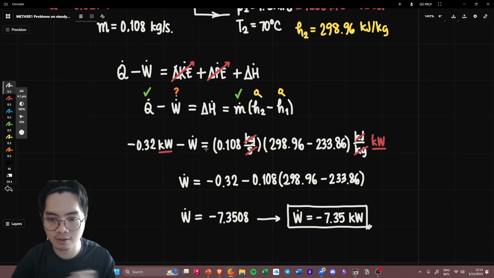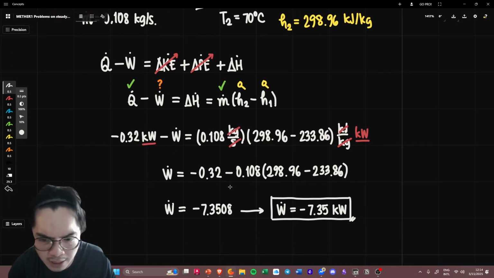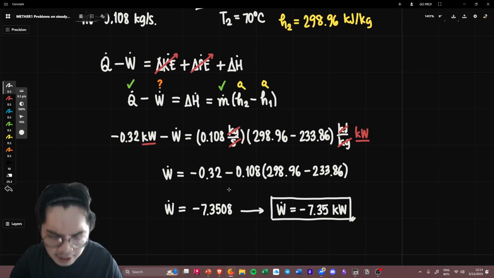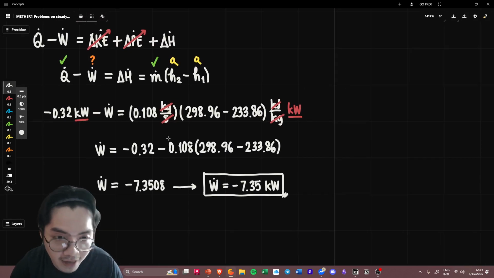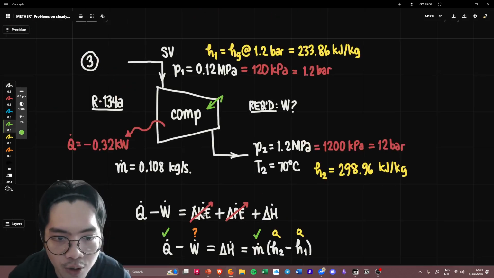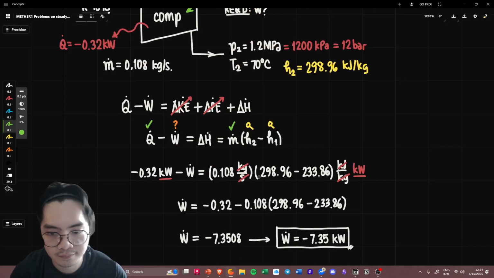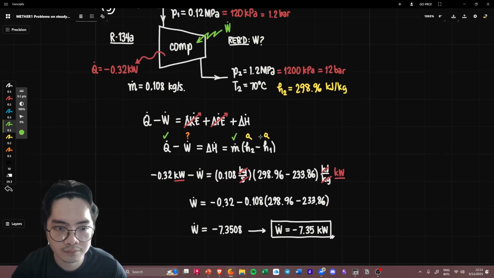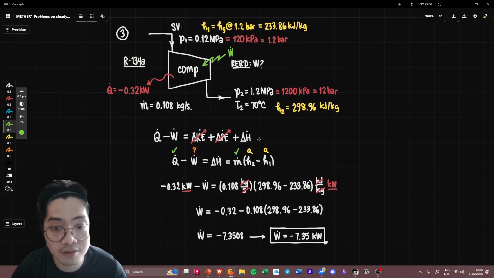And also, near the end, you should be able to tell yourself, okay, this looks okay because your compressor power should be negative. Your work should go in, right? There you go. So it all comes together for quiz 3.